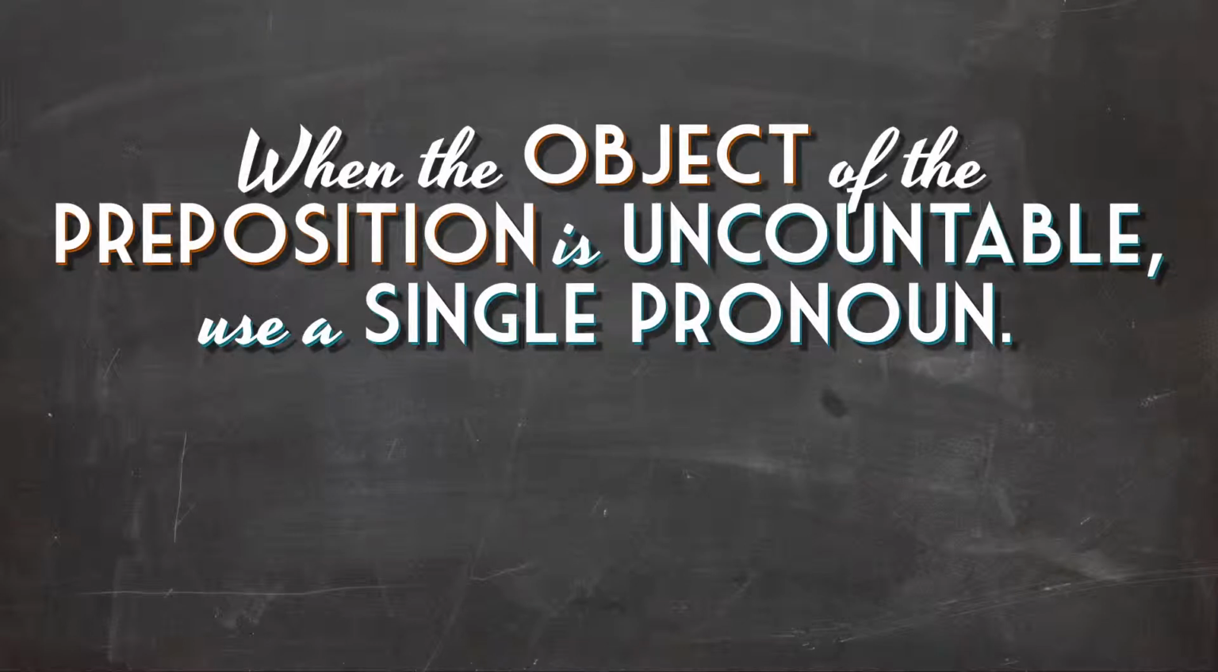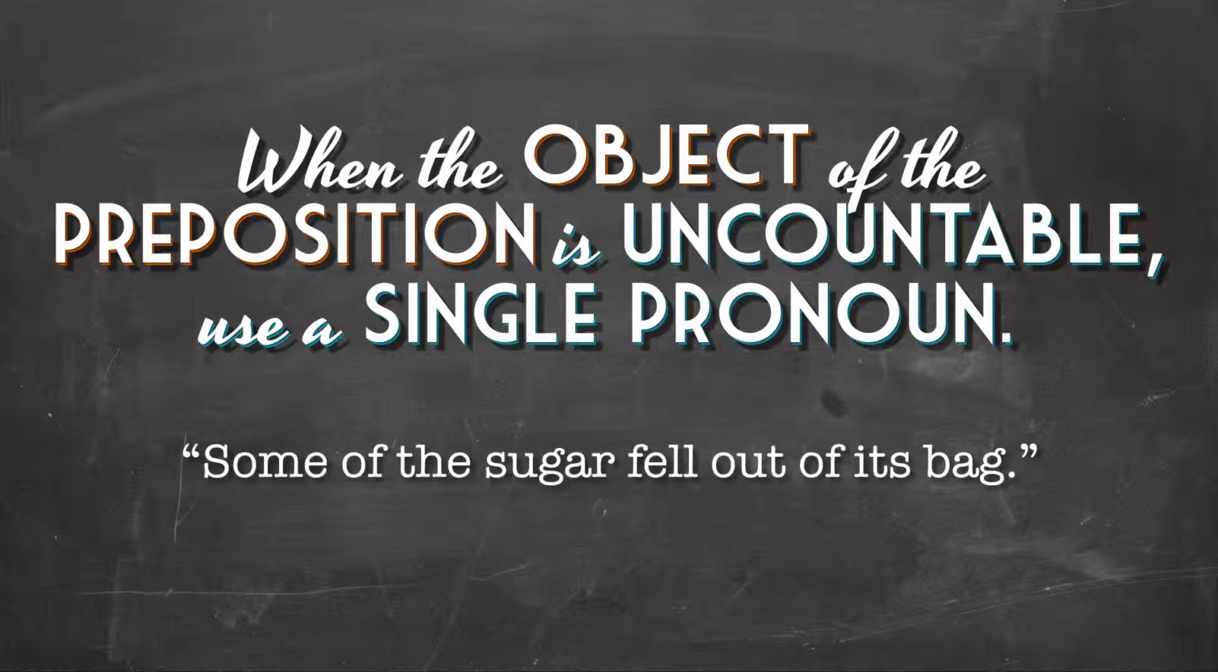When the object of the preposition is uncountable, use a singular pronoun. Some of the sugar fell out of its bag. Unless we were to count grain by grain, we couldn't count how much sugar fell out of the bag, so we can consider it uncountable. Therefore, the corresponding pronoun, its, is singular.